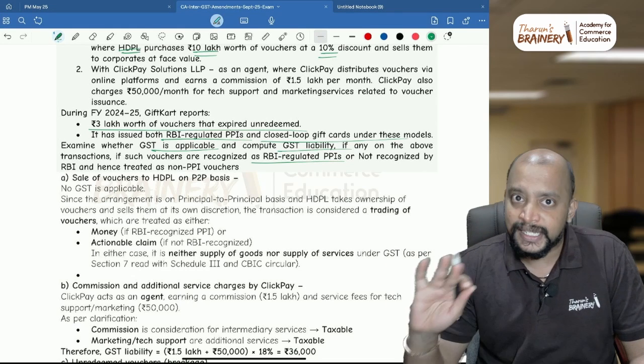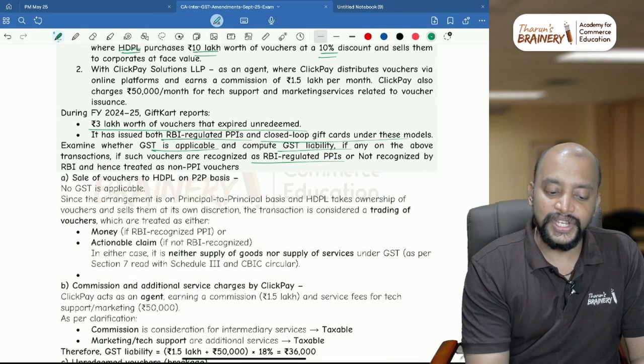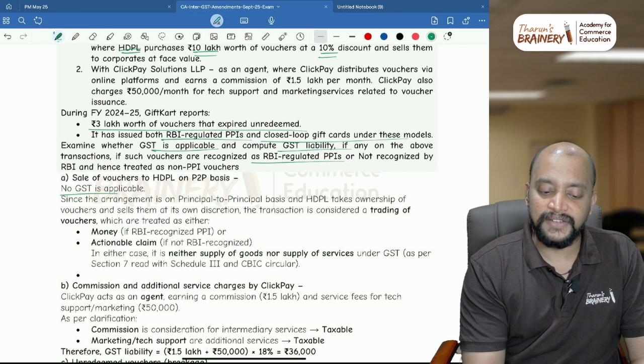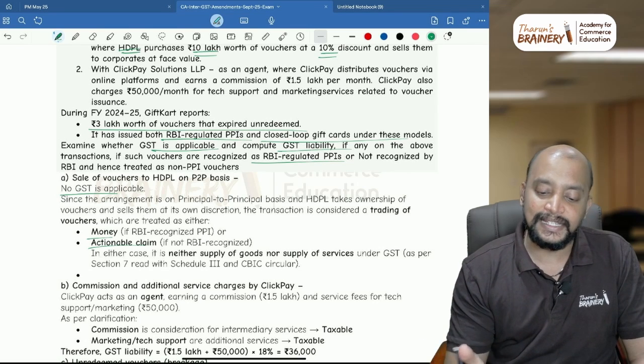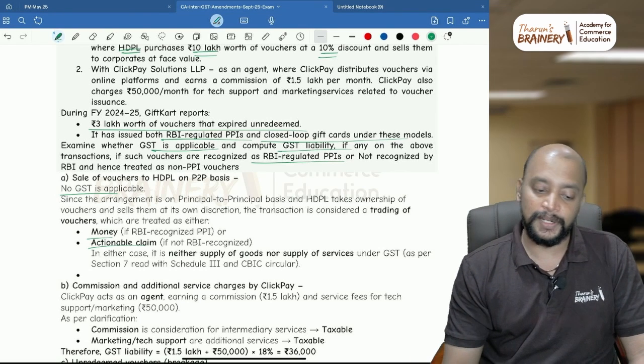So there is no GST on this. No GST is applicable because either it will come under money or it will come under actionable claim, and there won't be any supply, consequently GST not payable.